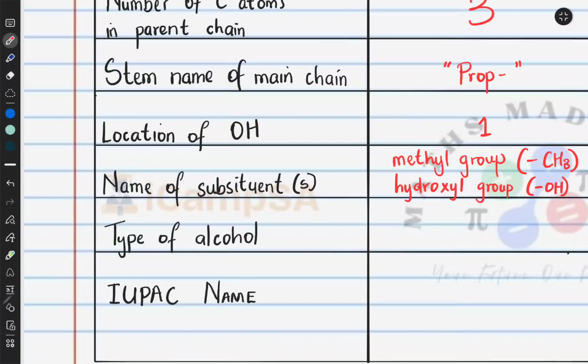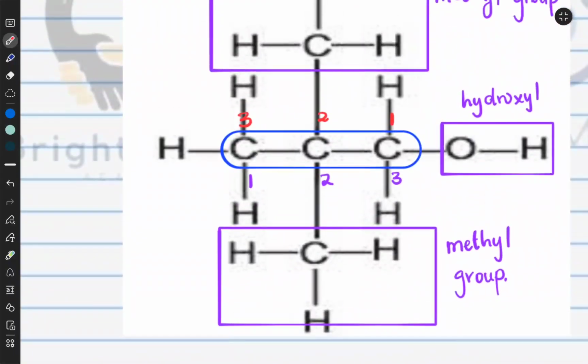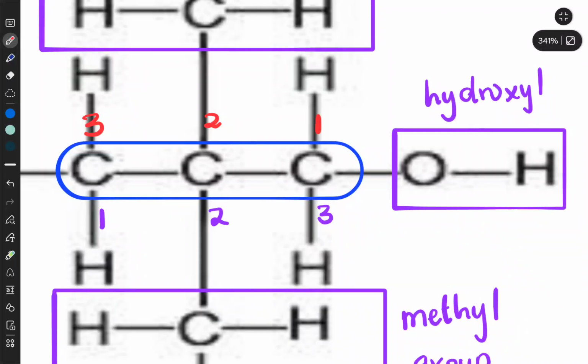All right, so the type of alcohol that we have: is it a primary, is it a secondary, or is it a tertiary alcohol? So if we check, the hydroxyl group is attached to this carbon atom. This carbon atom is only attached to one other carbon atom, no other carbon atoms, okay? So this would have to be a primary alcohol.